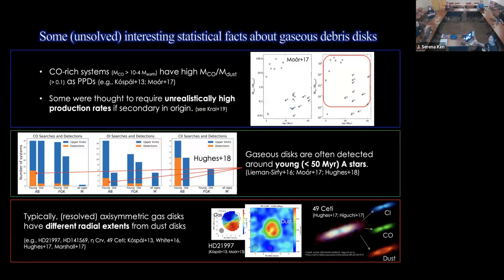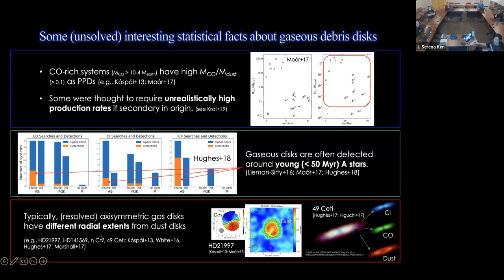Before going to my model, I introduce these three interesting observational facts. It is known that CO-rich systems have a high CO mass to dust amount, resembling protoplanetary disks. So it's similar to protoplanetary disks, but not like planetesimals or comets or asteroids. This was problematic because it needs unrealistically high production rates if we assume the secondary origin scenario is the origin for these gases. Another interesting fact is that gas-rich debris disks are often detected around young age stars. Right, young means less than 50 million years.